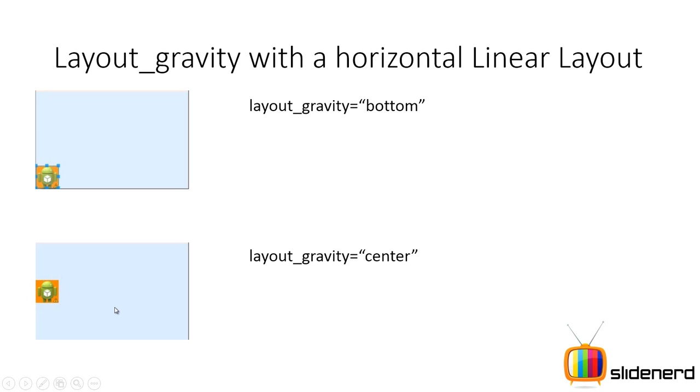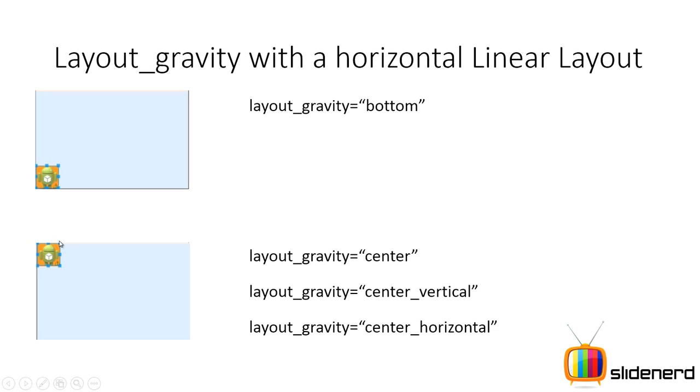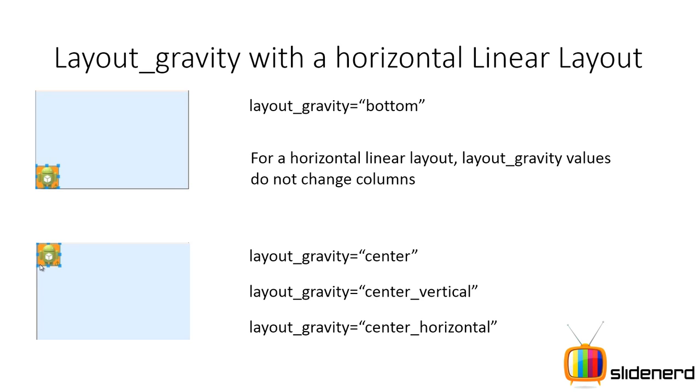But as I said, layout gravity does not allow the image to change columns, so it remains stuck in the center vertical zone, right? If you say center vertical, that's the same thing you're going to see. But now if you say center horizontal, then it's going to come back to the default location. Now as I said, center horizontal for a horizontal linear layout is not supported. It doesn't work. So when you put a value like that, Android doesn't give you any errors. It just places the view back in the default location, right? Remember, for horizontal linear layout, layout gravity values do not change columns.